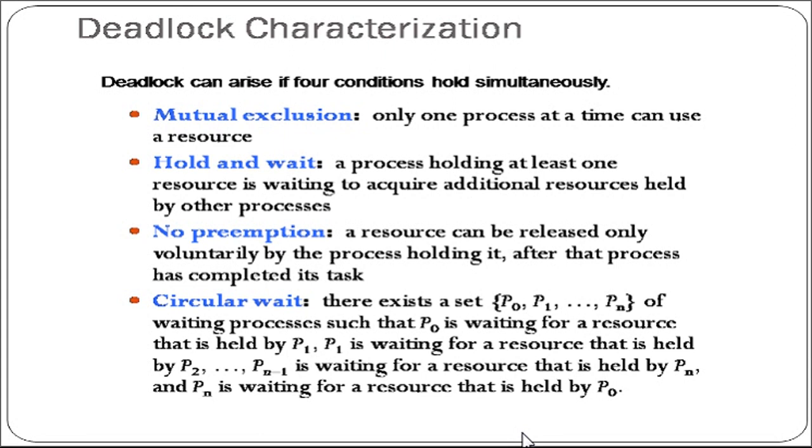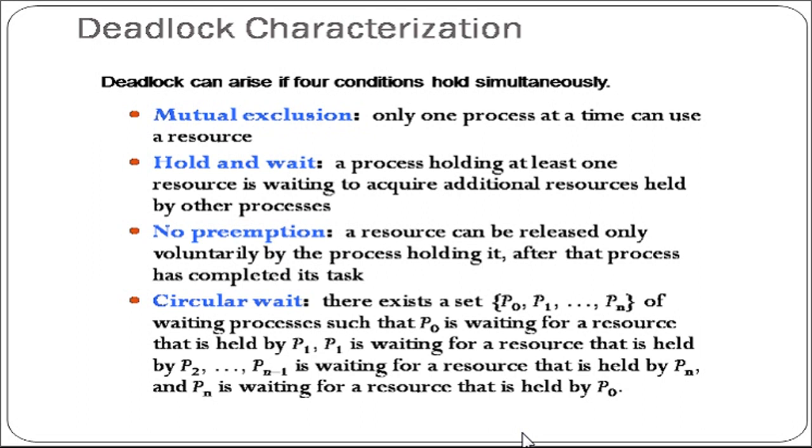The next condition is hold and wait. A process must be holding at least one resource and waiting to acquire additional resources that are currently being held by other processes. The third condition is no preemption. The resources cannot be preempted, that is, the resources can be released only voluntarily by the process holding it, after the process has completed its task.